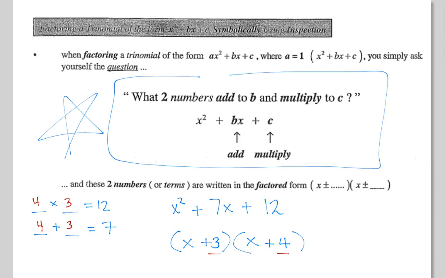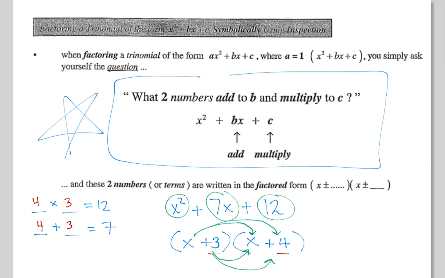Okay, we'll do this together. We'll multiply it just to double check. X times x, x squared. X times 4. Hold that in your mind. 3 times x. Those are like terms, right? 4x and 3x make the 7x. And then the very last one is 3 times 4, the 12.